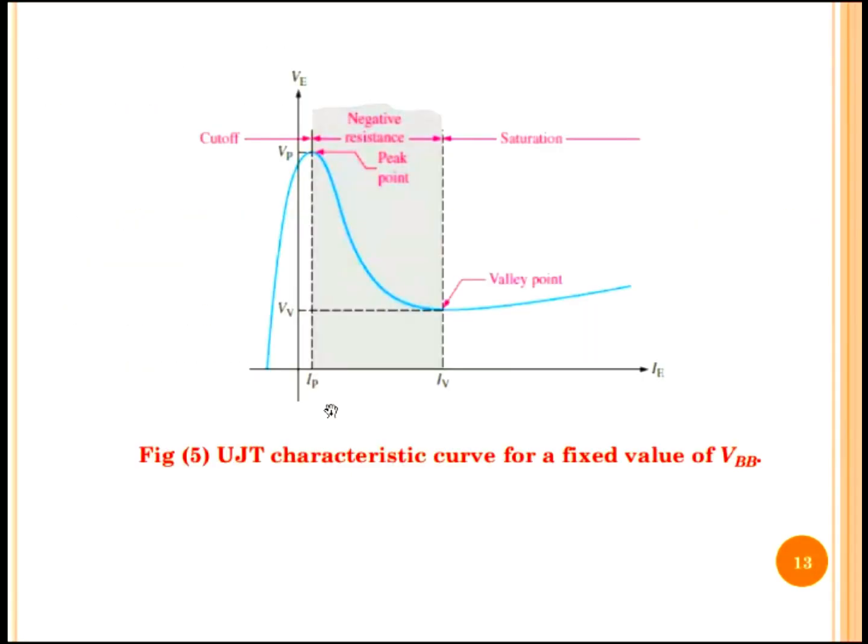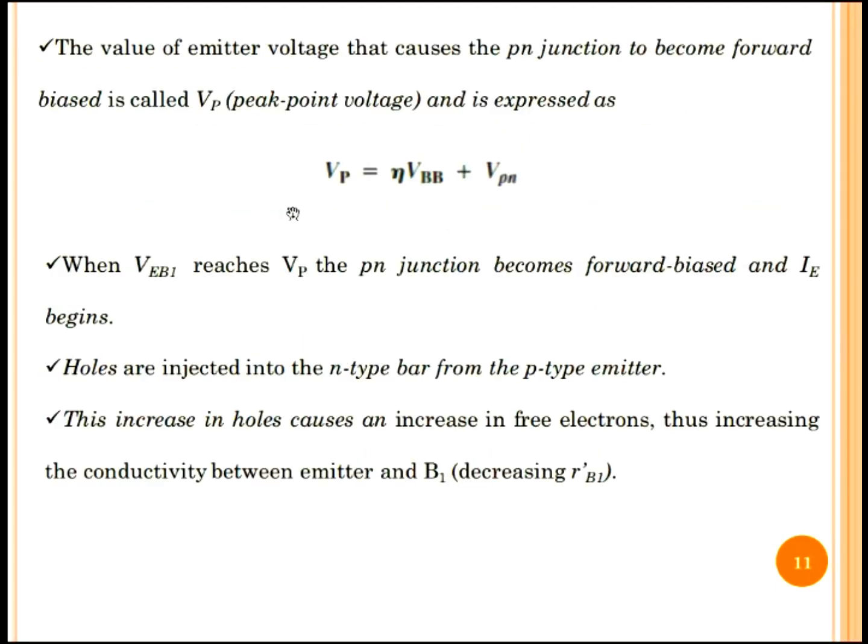So this is the typical IV characteristics of the UJT. We have the current on the x-axis, that is the emitter current, which we give to the emitter terminal, and correspondingly the voltage associated with the given current is represented on the y-axis. The value of emitter voltage that causes the PN junction to become forward biased is called the VP and is expressed as this.